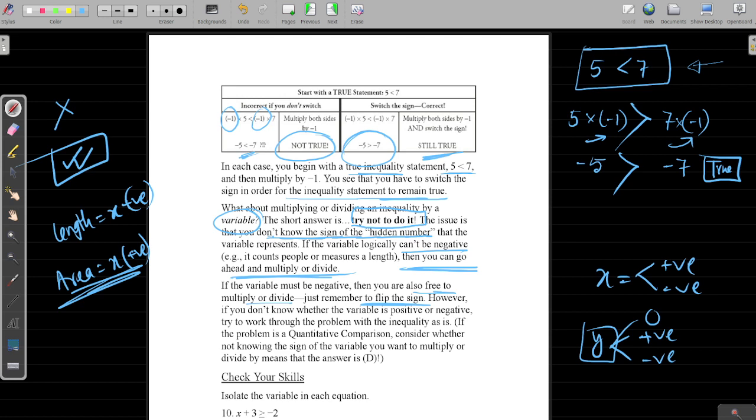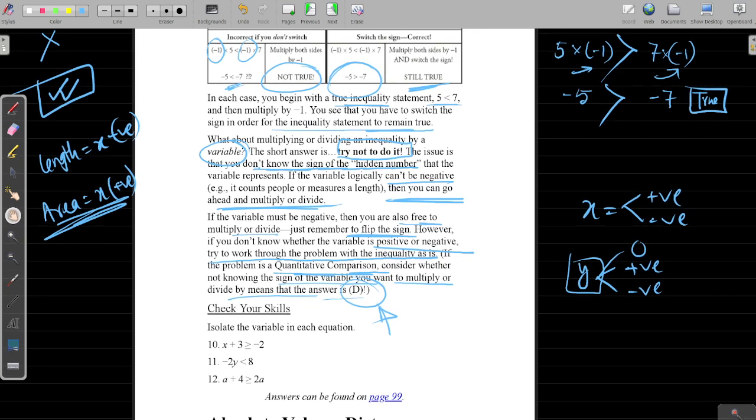However, if you don't know whether the variable is positive or negative, try to work through the problem with the inequality as is. If the problem is a quantitative comparison and you don't know the sign of the variable you want to multiply or divide by, the answer is D. So you need to keep answer D in mind when you don't know the sign of the variable, whether it is positive or negative. Okay, let us try to solve these.